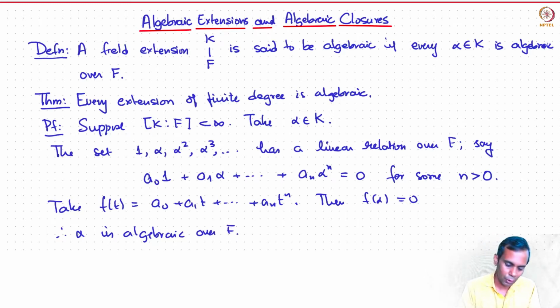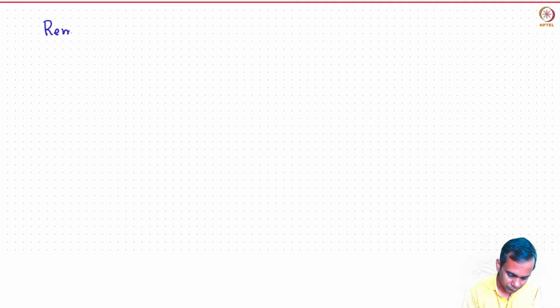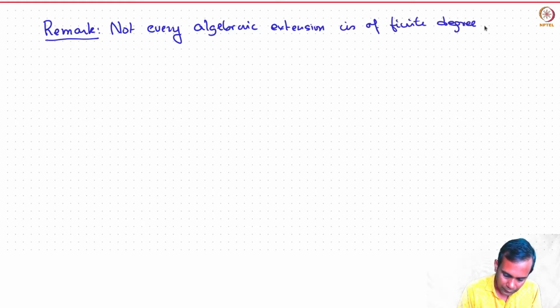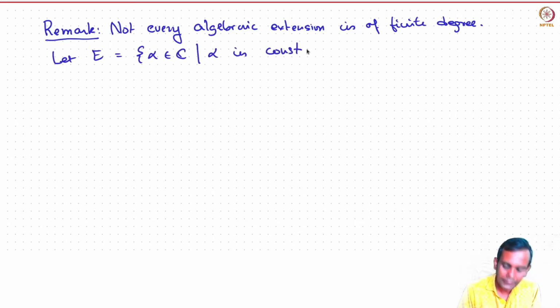However, the converse is not true. Not every algebraic extension is of finite degree. Consider, for example, E to be the set of all complex numbers alpha such that alpha is constructible, i.e. it can be constructed in a finite number of steps using a straightedge and a compass, as explained earlier.